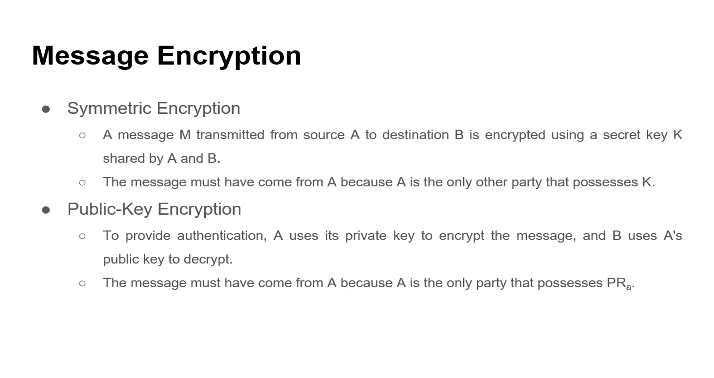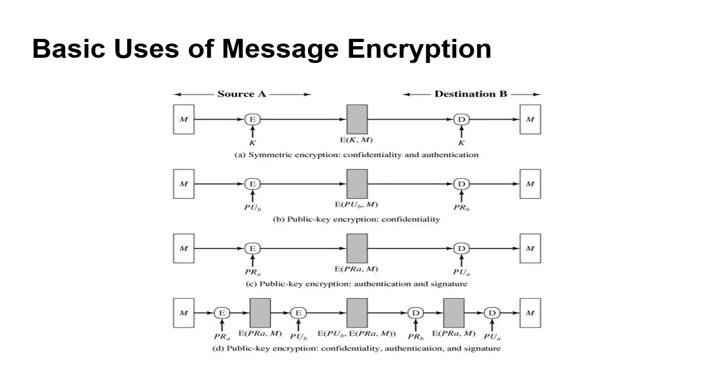And in public key encryption, a private key will be used to encrypt the messages and B's user key will be used to decrypt the messages. Two different keys will be used for encryption and decrypting of messages. So here we have given a diagram of what are the basic uses of message encryption.